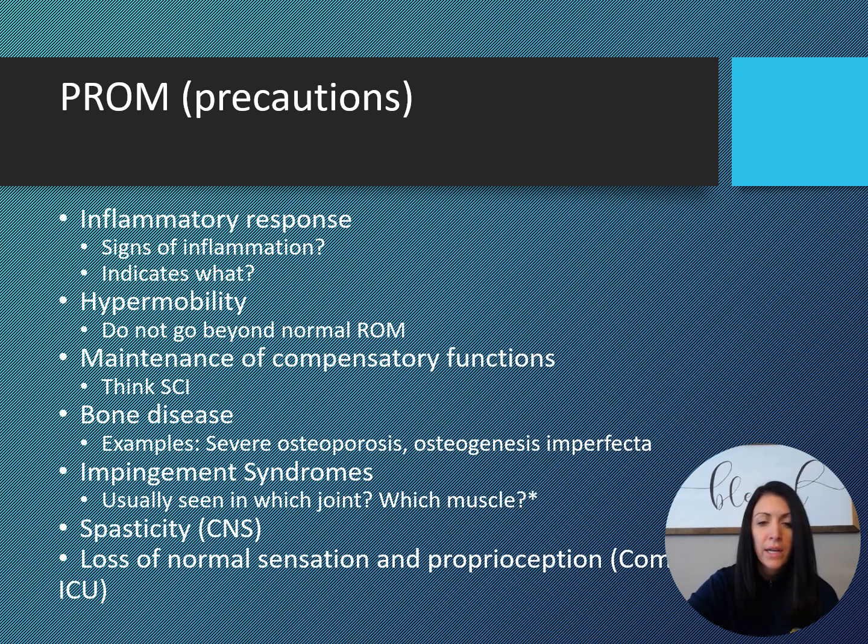Maintenance of compensatory functions. Maybe they need some limitation of that range of motion so they can maintain an upright position, especially with a spinal cord injury, or even using the wrist for different wrist movements for grasping. So maybe we don't want to interfere with that. Some other precautions would be if someone has severe osteoporosis or osteogenesis imperfecta, or impingement syndrome, which could be at the shoulder typically, and you should review and know what muscles would be involved. We'll talk about that more when we get into the shoulder.